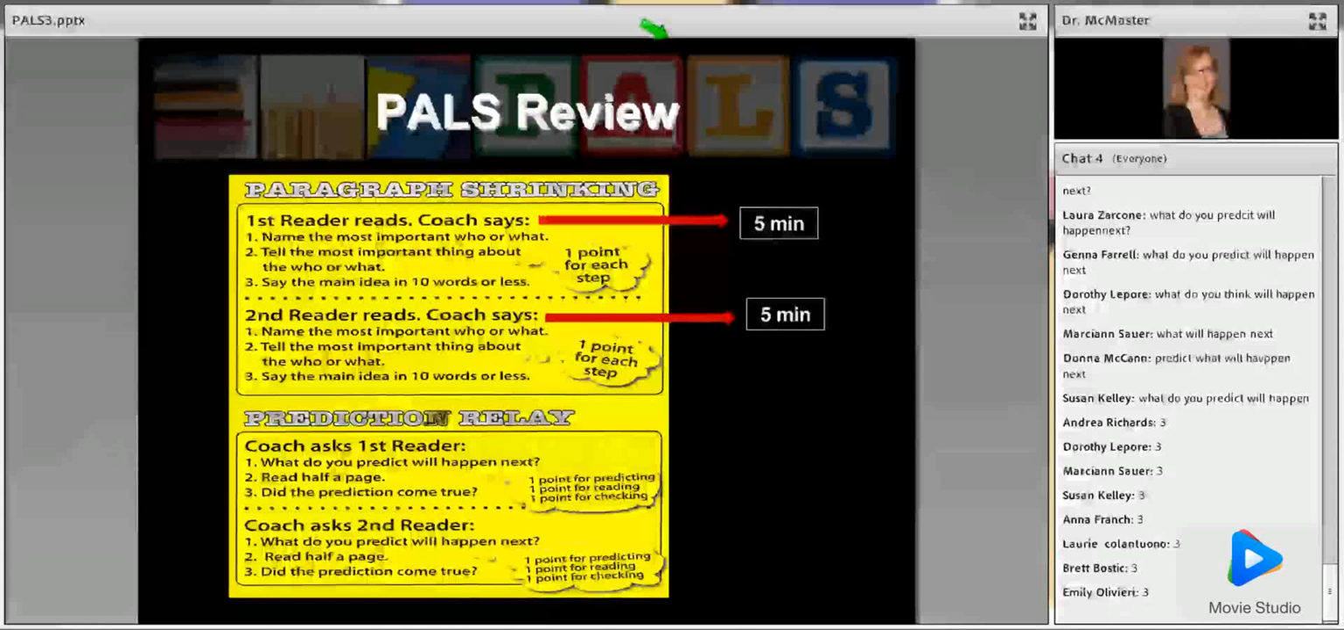And after that, they move on to prediction relay. They're continuing to read on in the text, so they're reading new text in the same book. The coach will ask the first reader, what do you predict will happen next? The first reader will read half a page after making their prediction, and then after reading half a page, they confirm their prediction. Yes, no, or I don't know yet. And they get a point for each step. They do that for 5 minutes. After their turn, they change jobs, and now the second reader reads, making predictions, reading half a page, and confirming their predictions.